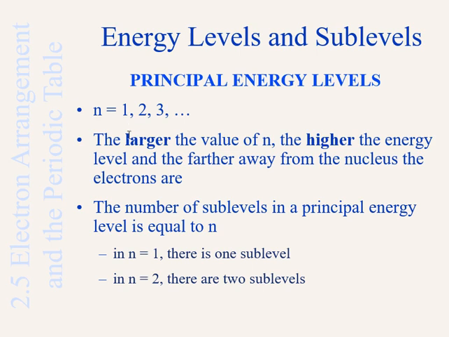So within each of these levels there could be sublevels, and previously I said there could be anywhere from 1 to 4 sublevels, but let's give an exact number. It's going to be different for each principal energy level, but it's very easy to figure out. When n equals 1, there is only one sublevel. When n equals 2, there are two sublevels. And you may have guessed the number of sublevels when n equals 3. That's right. When n equals 3, there are three sublevels, and so on.